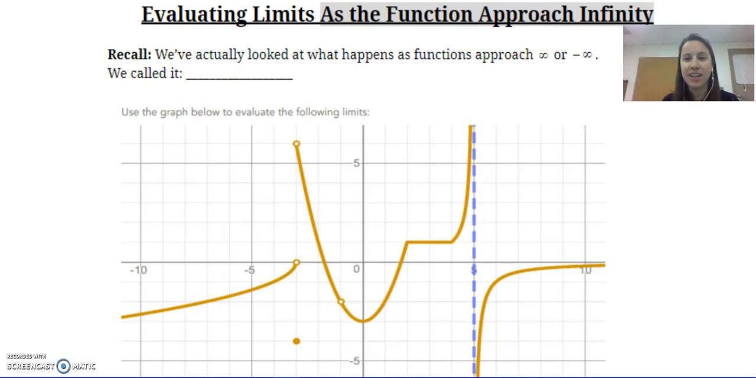All right, hey everybody. So I'm here today to talk to you about evaluating limits as the function approaches infinity. So the main thing that we need to address today is when we're looking at a graph, what happens when our function is getting closer and closer to either positive or negative infinity.